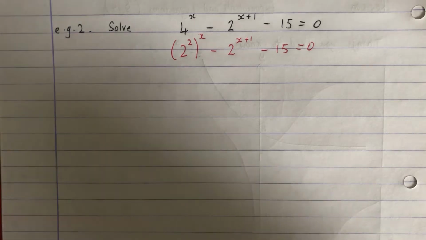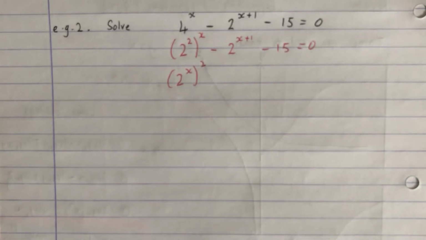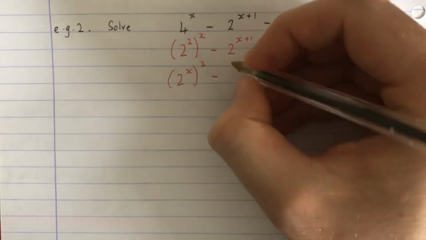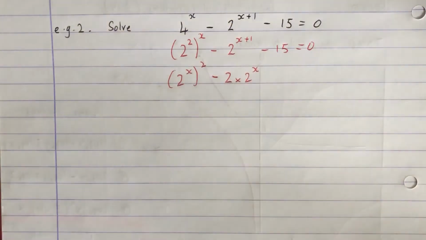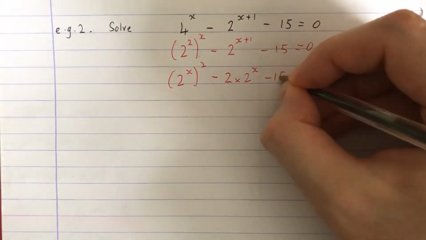Which is actually the same as 2 to the x squared, just swapping the powers around. That's perfectly fine. And 2 to the x plus 1 is the same as 2 times 2 to the x. It's one of the rules of indices. Subtract 15 is equal to 0.